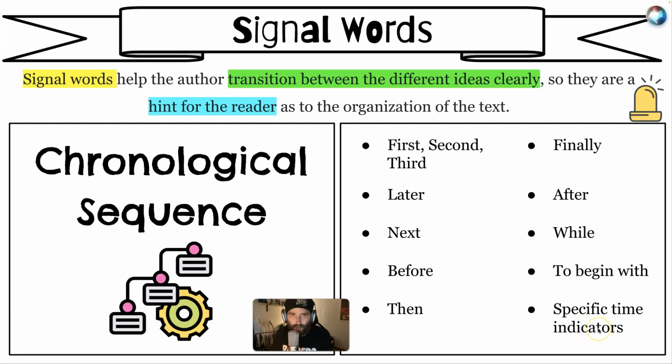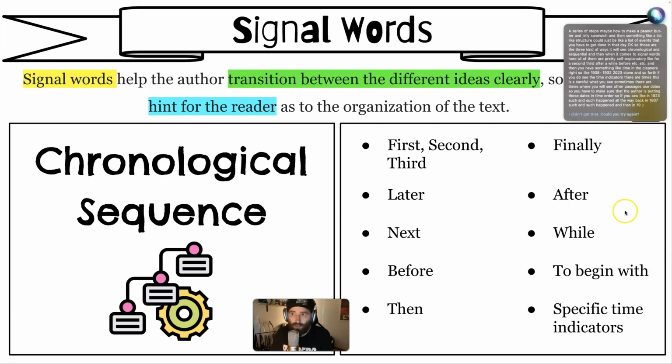If you do see time indicators, be careful, because there are times where you will see passages use dates that are not in order. You have to make sure that the author is putting those dates in time order. So if you saw, in 1923 such and such happened, all the way back in 1807 such and such happened, and then in 2020 such and such happened, that may not be chronological order, okay?